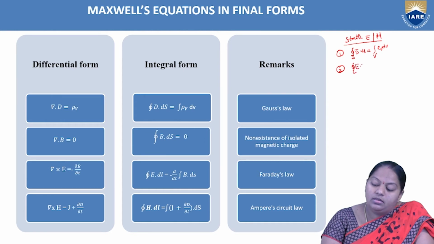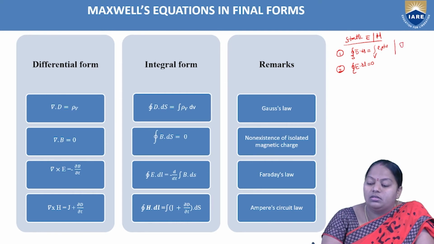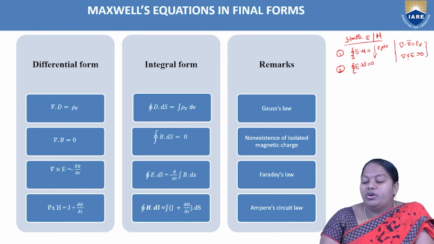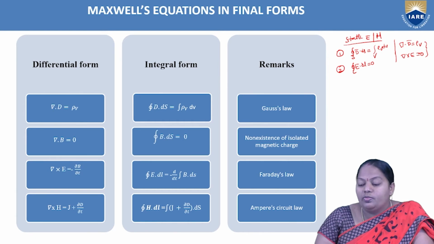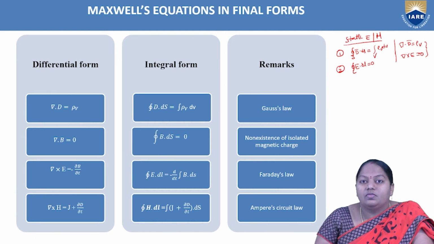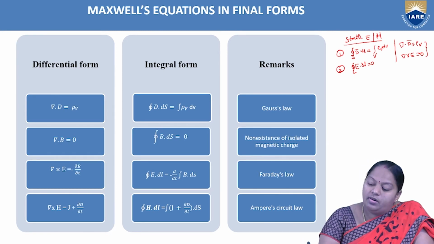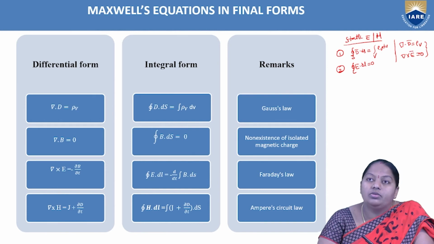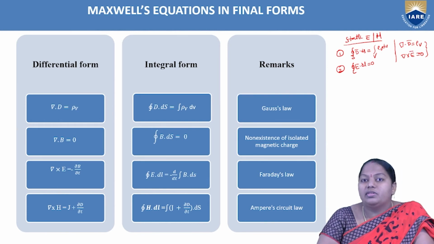closed line integral L E dot dl is equal to 0. From these, del dot D bar equal to rho V, and del cross E bar equal to 0. So these two are called point forms or differential forms of the two Maxwell's equations which are evaluated in the electrostatic fields. Now del dot D bar equal to rho V and del cross E bar equal to 0 are the point form or differential form of the first two Maxwell's equations which we have learnt in the case of electrostatic fields.